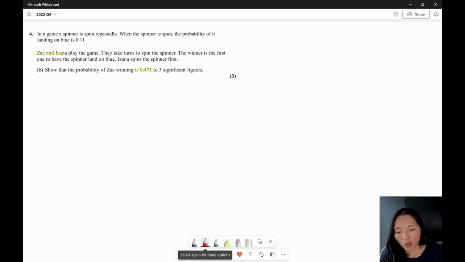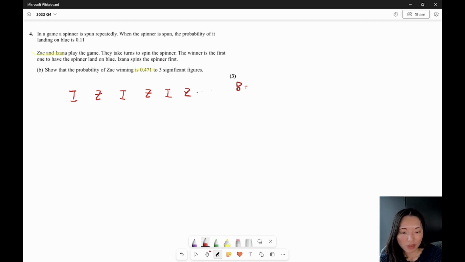So how do we go about tackling this question? Maybe we can draw that out first. So we have Izana spinning, Zach spinning, Izana spinning, Zach spinning, Izana spinning, Zach spinning, and so on. Now, Zach wins if we have, so I'm going to call blue, so B, blue lands, and then N, non-blue, B doesn't land, okay?